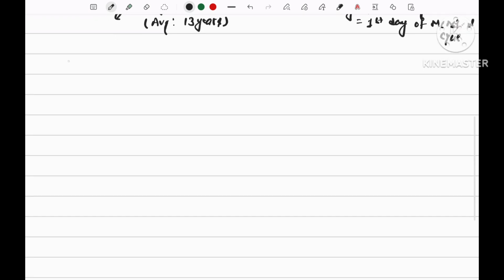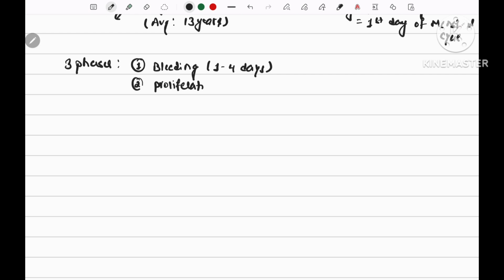Now we will learn that there are three phases of menstruation. The first one is the bleeding phase, which is around 1 to 4 days. The second one is the proliferative phase, which is around 4 to 14 days. And the third one is the secretory phase, which is around 14 to 28 days.